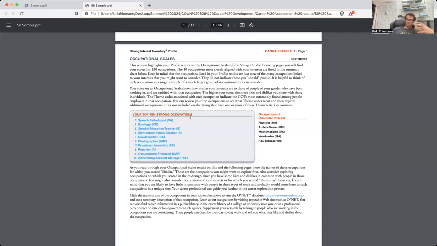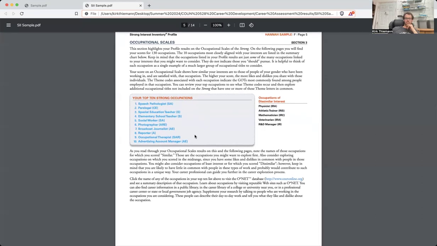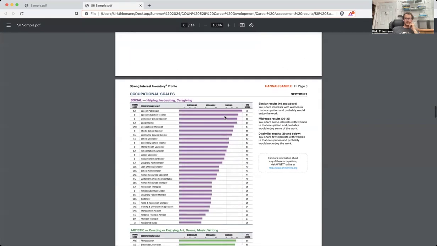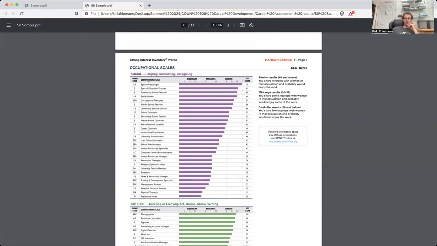And it's just part of the inward exploration of, okay, how does this make sense to me? And then I need to do outward exploration, to verify that what my interests are would really match well in that area. So yeah, here are the top 10 strong occupations. Then it goes in even more depth for the specific occupations under social that were connected.